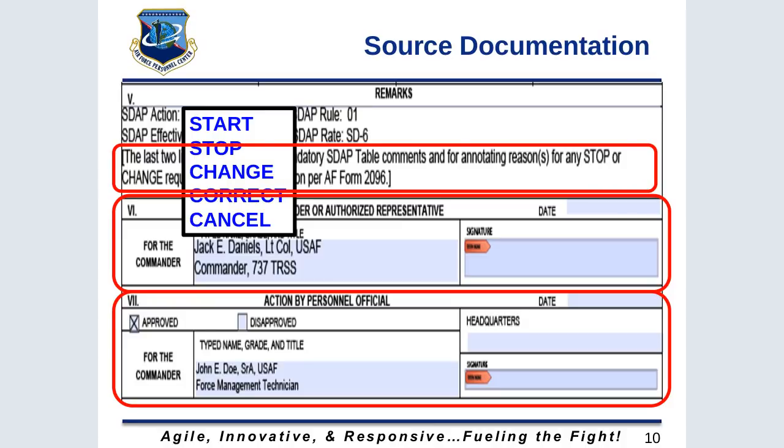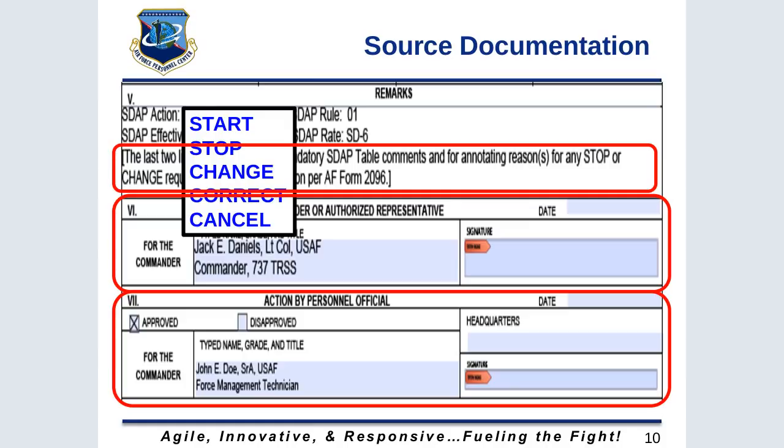Here is the biggest change for completing the Air Force Form 2096. Section 5, remarks. We have removed use of the proficiency pay portion of Section 2 and will now be using Section 5 as annotated above.